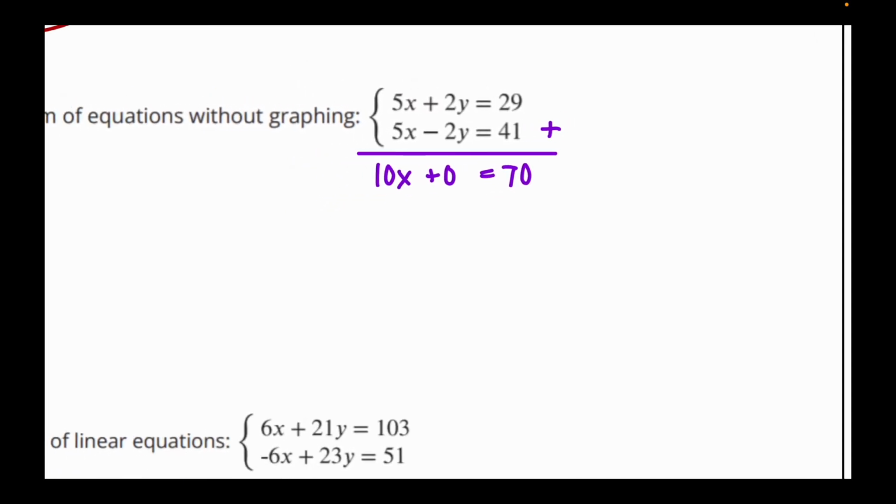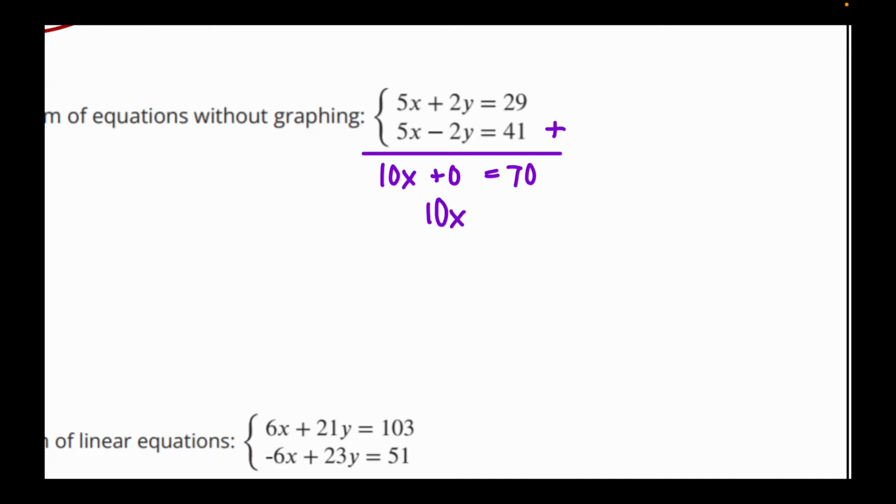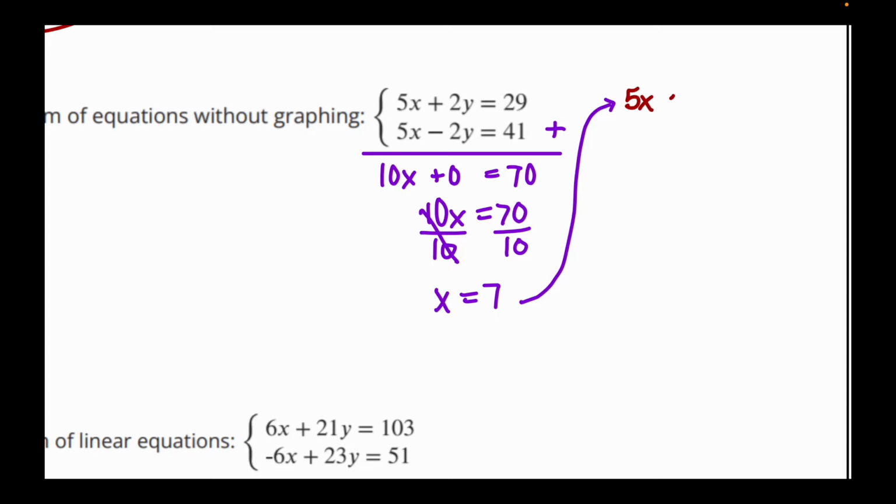So that means that in this case, 10x equals 70. So if we divide both sides by 10, that means x is going to be equal to 7. Then I'm going to take this back up, plug it in one of my original equations. So I'll use the one with all the positive. 5x plus 2y equals 29. I'm going to plug in that value for x. So 5 times 7 plus 2y equals 29.